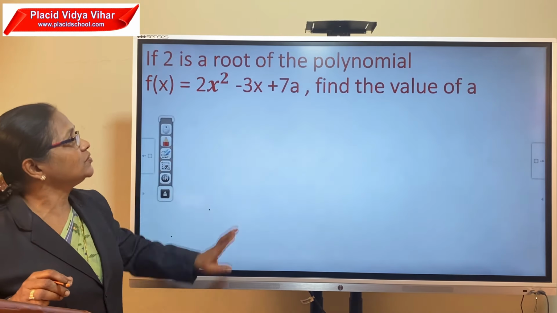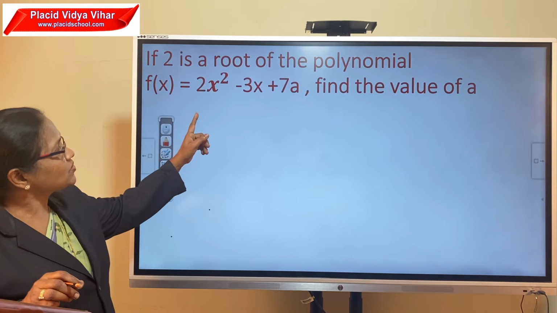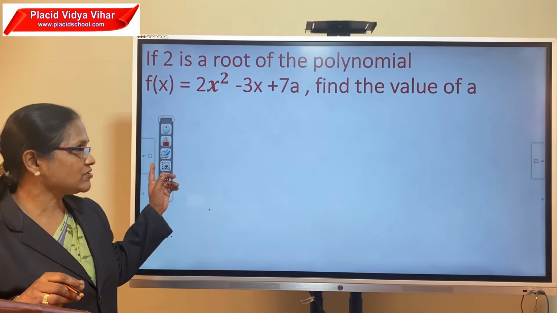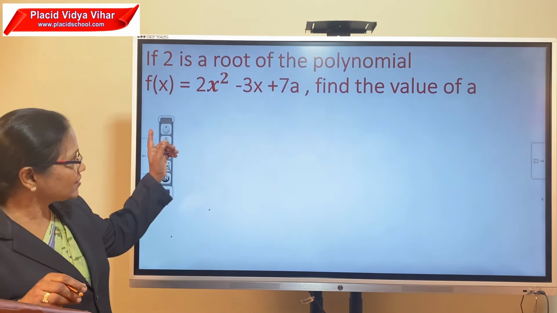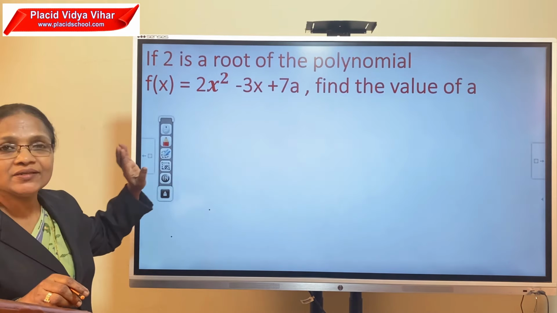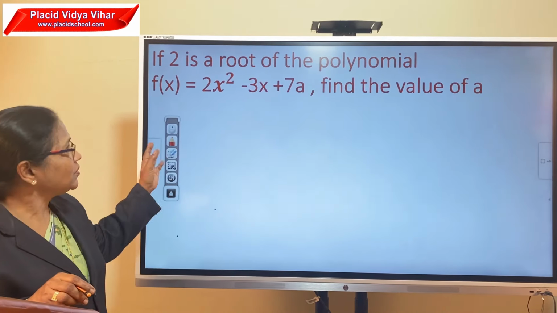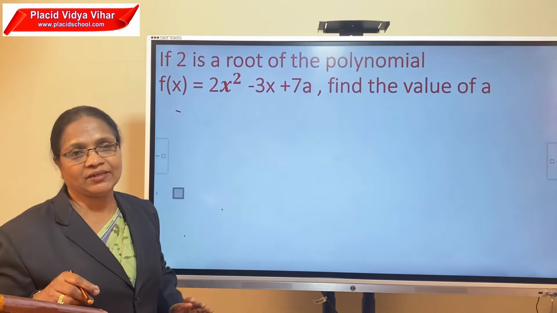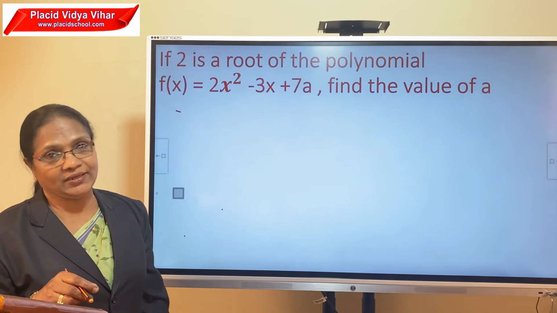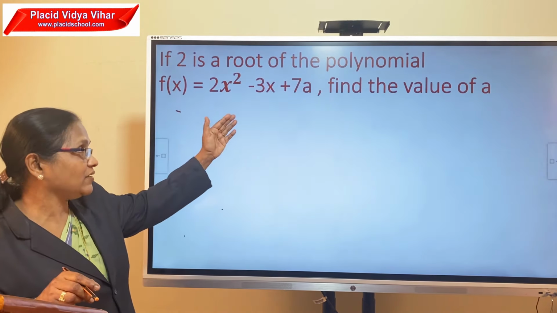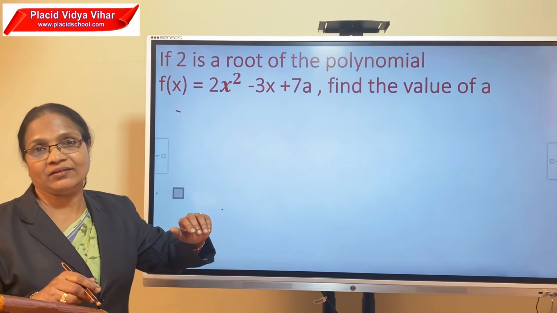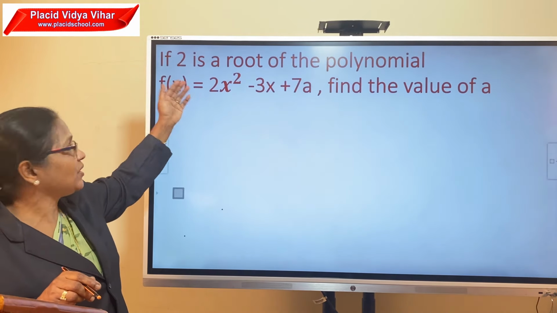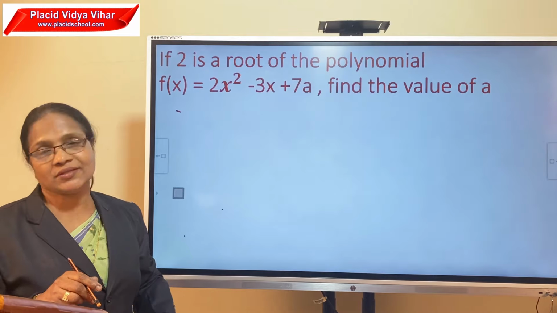If 2 is a root of the polynomial f(x) equals 2x square minus 3x plus 7a, find the value of a. It's the application of the concept of zero of the polynomial. It is given that 2 is the root. Root means zero itself. We are asked to calculate the value of a. Here 2 is a root, which means f(2) equals 0.